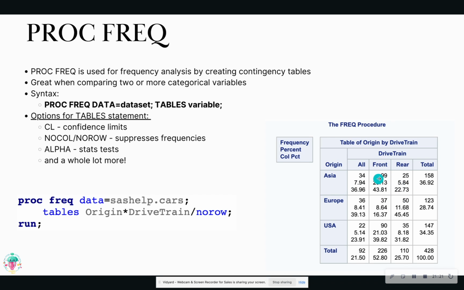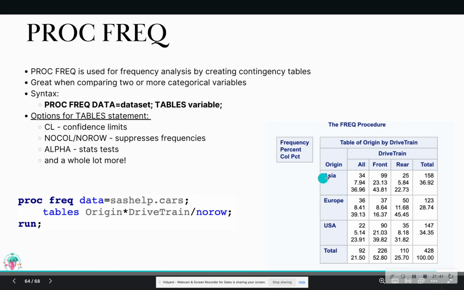So I know that front drivetrain cars in Asia are 99 in my data set. I have 99 observations of cars that were made in Asia and have front drivetrain. I have 50 cars that were made in Europe and have rear drivetrain. So this nice frequency procedure allows me to compare these two categorical variables together.